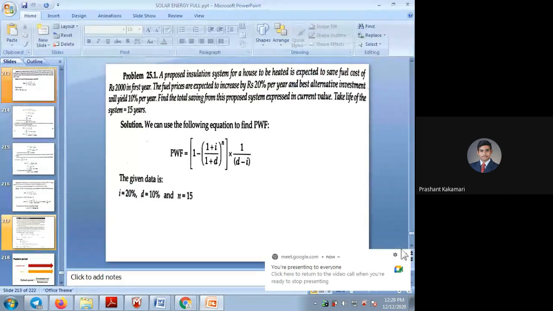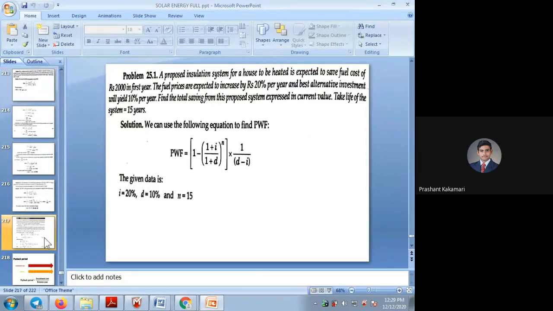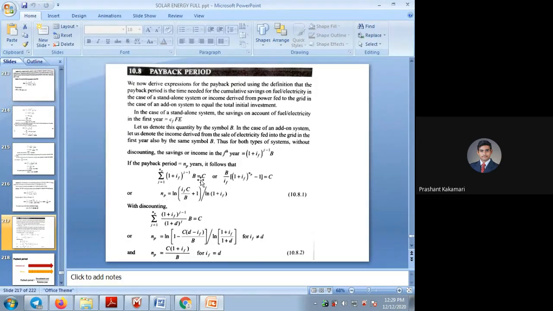Now, in the first problem, you can see here, payback period we have also discussed just now. The equation for payback period you can see here. What they have given is, with and without discounting, the net present value. So net present value with discounting can be written as C into 1. C is the cost, I think.